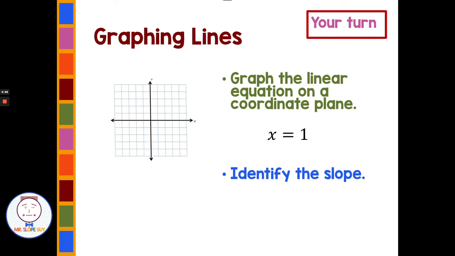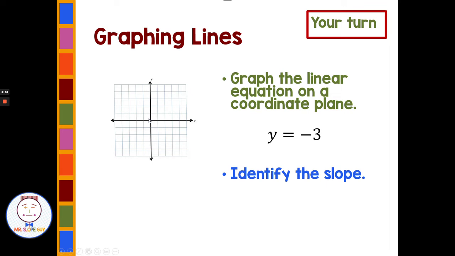All right, welcome back. Well, I know if I have x equals a number, I have a vertical line. So I'm going to go on the x to 1, and I'm going to draw a vertical line straight up and down. And the vertical line in this case is the slope of every vertical line, undefined, or no slope. All right, you guys try y equals -3. Graph the line, identify the slope.